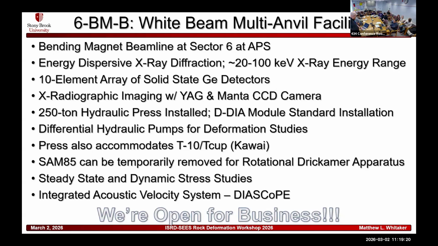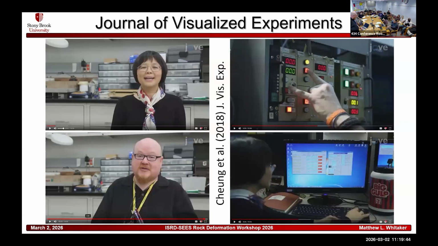We run a 250-ton press down there. We have those differential hydraulic pumps, and it can be swapped out for other things. It allows us to do some really cool steady state and dynamic stress studies. And we have an integrated acoustic velocity system, which is really cool. I'll talk a little bit about that. It's not something we're going to be using during the experiments during the workshop, but they can be incredibly useful for things that you might want to plan to do down the line.